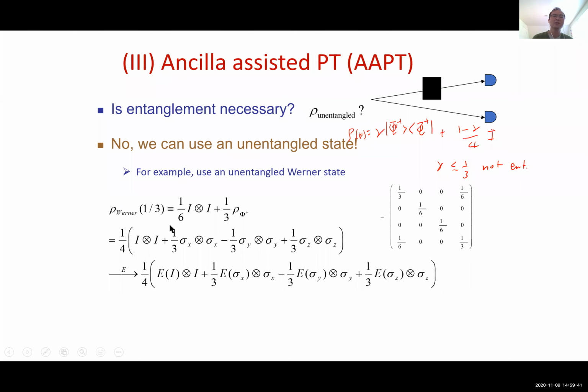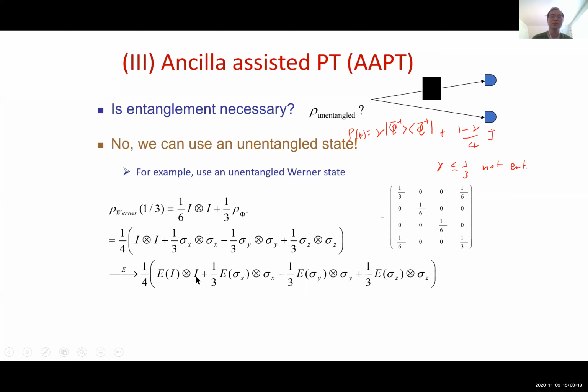And in fact, compared to the Bell state, it's just changing the weight of the corresponding terms, right? So we still have: the first one is how the identity gets transformed, the second one how Pauli sigma X gets transformed, the third one Pauli sigma Y, and the fourth one Pauli sigma Z, right? If you can infer how these four operators get transformed, you will be able to know how any arbitrary one-qubit state gets transformed.